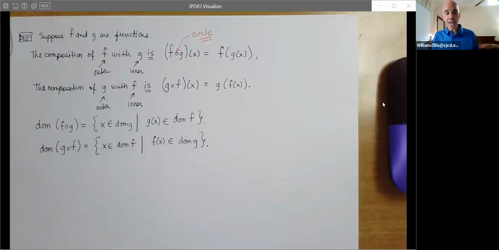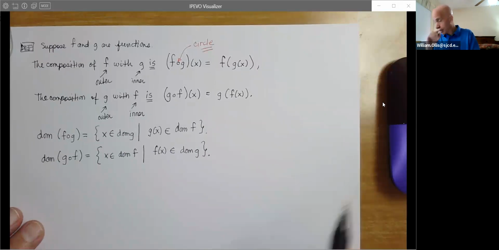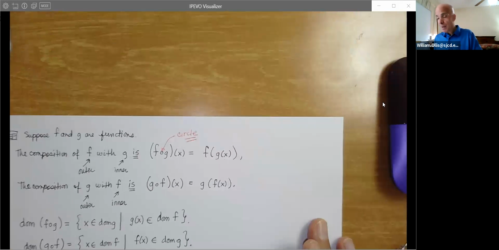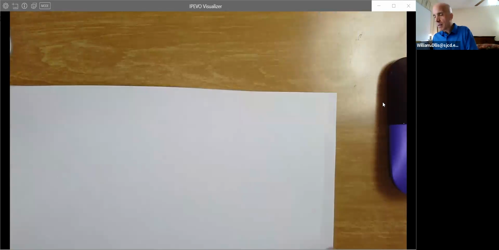So let's look at an example of that. WebAssign wants you to work, and then they want you to work some more. So some of the problems have more than one part. That's good, but it makes you a little weary at times. But when you get to Cal 1, I want you to know what a composition is. So let's look at an example here.